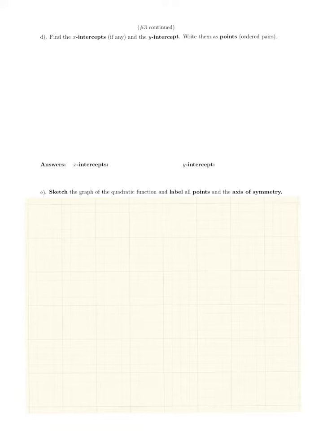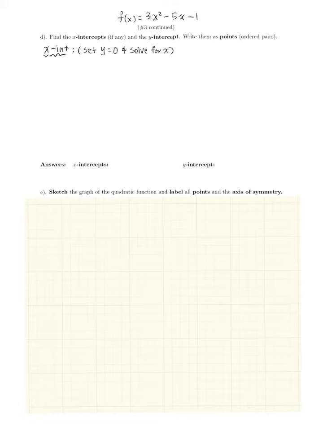Okay, so part D continues. The whole entire thing is number 3. Find the x-intercepts and the y-intercept. Write them as points, meaning ordered pairs. Let me just rewrite the function that we're dealing with. F of x was 3x squared minus 5x minus 1. All right, let's first go with the x-intercepts. To find the x-intercept, you set y equal to 0 and solve for x.